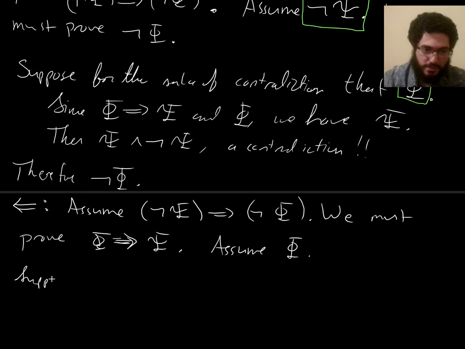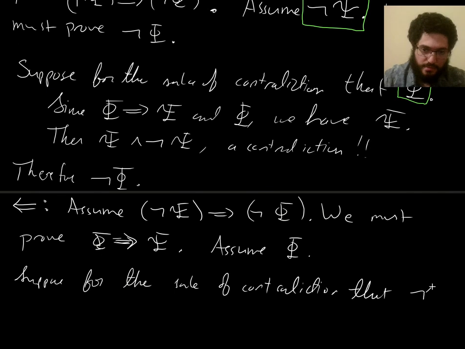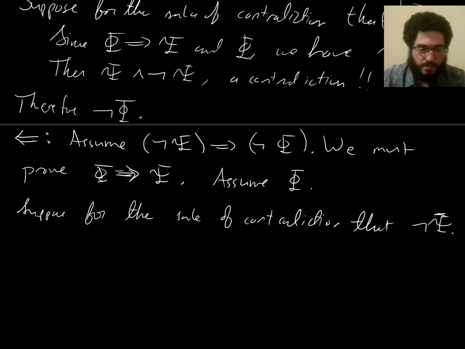And same strategy. Suppose, for the sake of contradiction, that psi is not true. If we can get a contradiction, then we will know that psi must be true. So the goal is to reach a contradiction, and if we do, then I can end and say, thus, psi. Then I'll be done. So where will the contradiction come from?